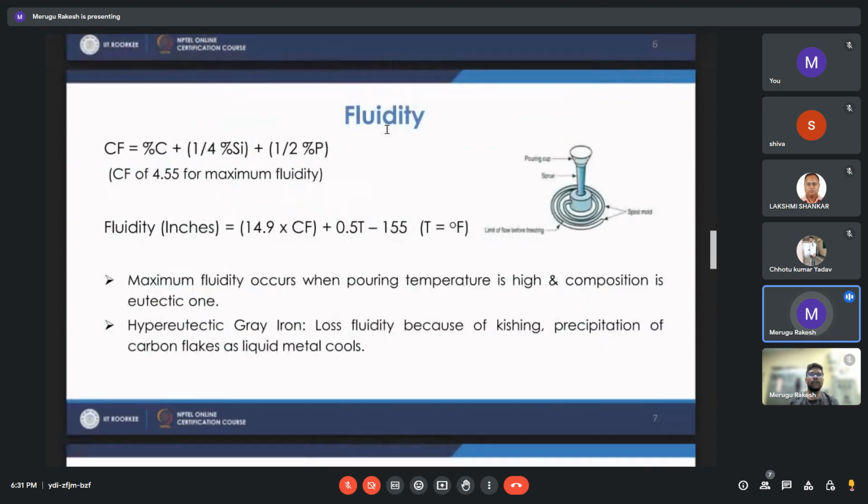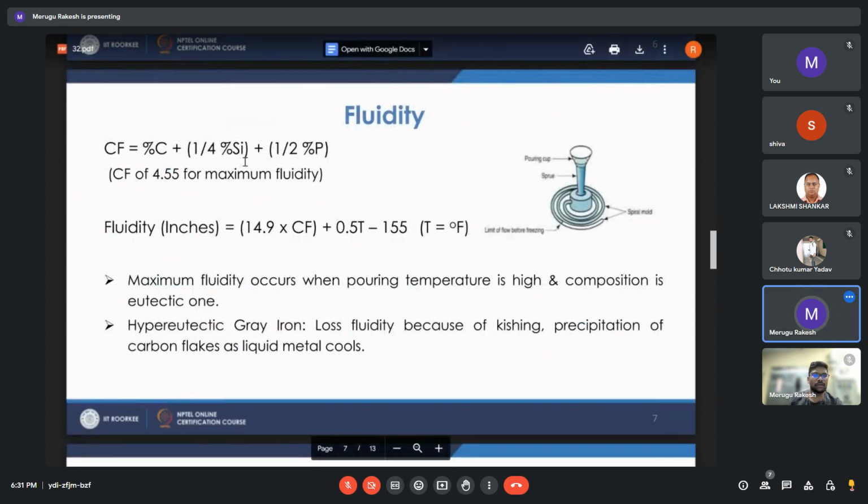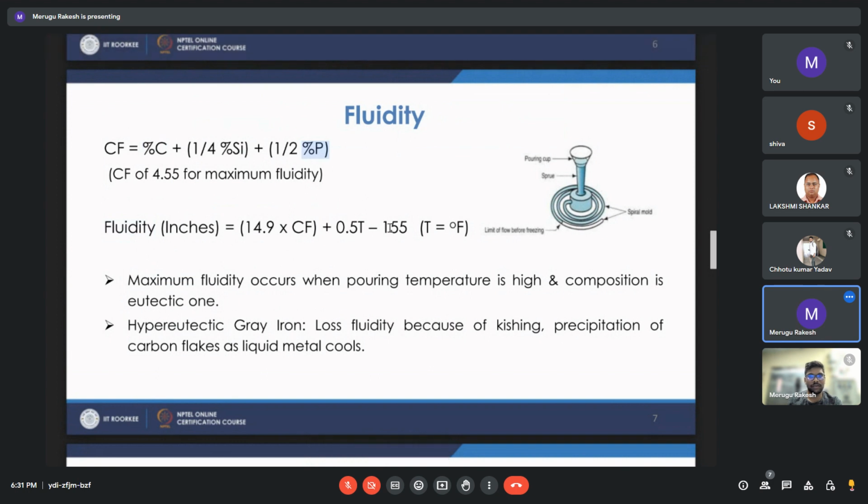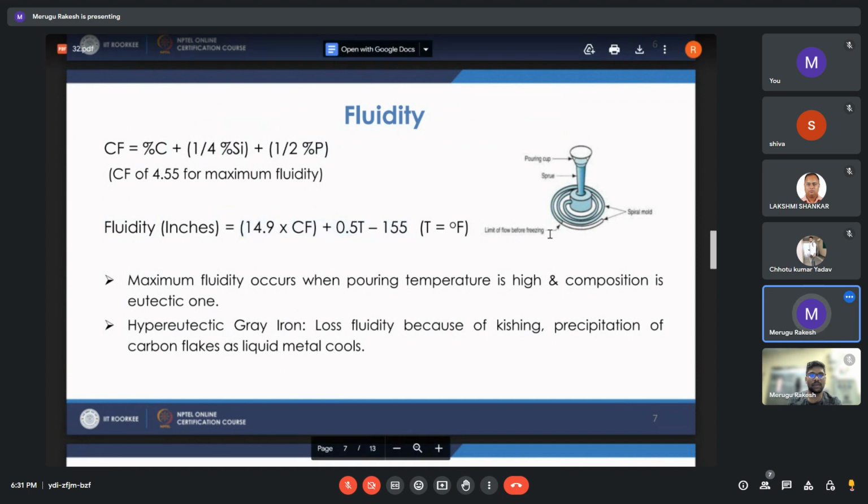So one thing is the fluidity. It is how easily we are able to fill the cavity. That is measured by this: in the pouring cup we pour the metal and measure how much distance it has traveled. The fluidity can also be calculated like this: 1.4 times the CF factor, which is nothing but the percentage of carbon, silicon, and phosphorus, and T is the temperature. By this we can get how many inches are filled.